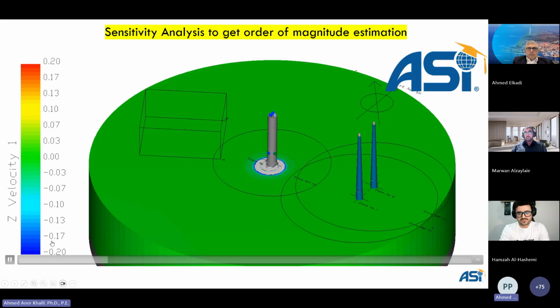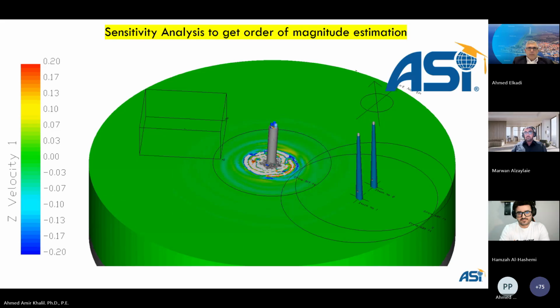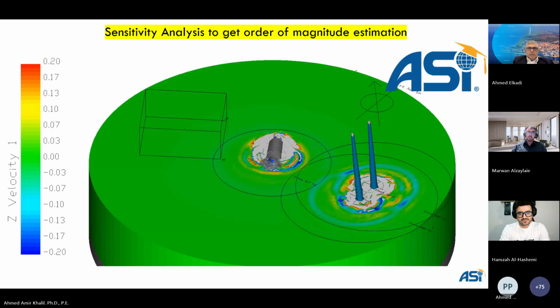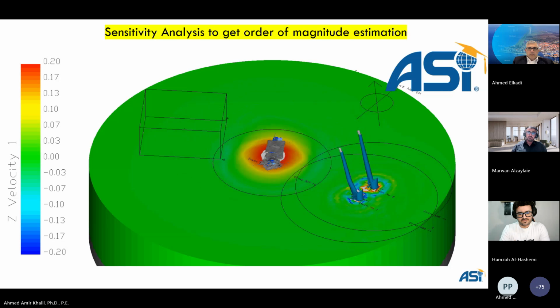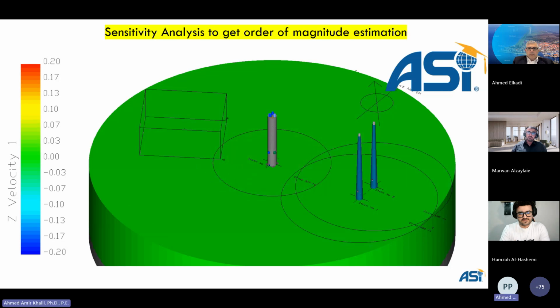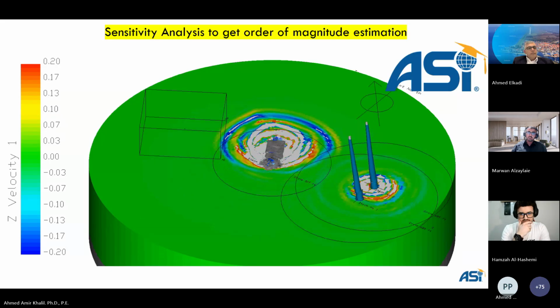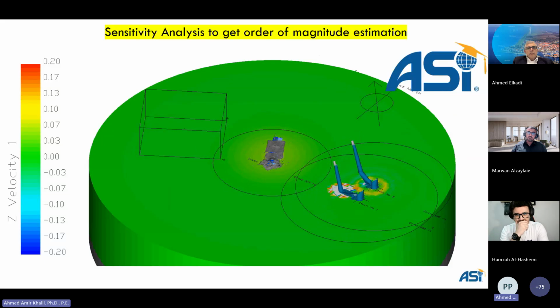This is another project where we did the same thing. So the same concept again, we repeated the analysis multiple times with different soil properties. We're modeling the soil and the structure in the same model.